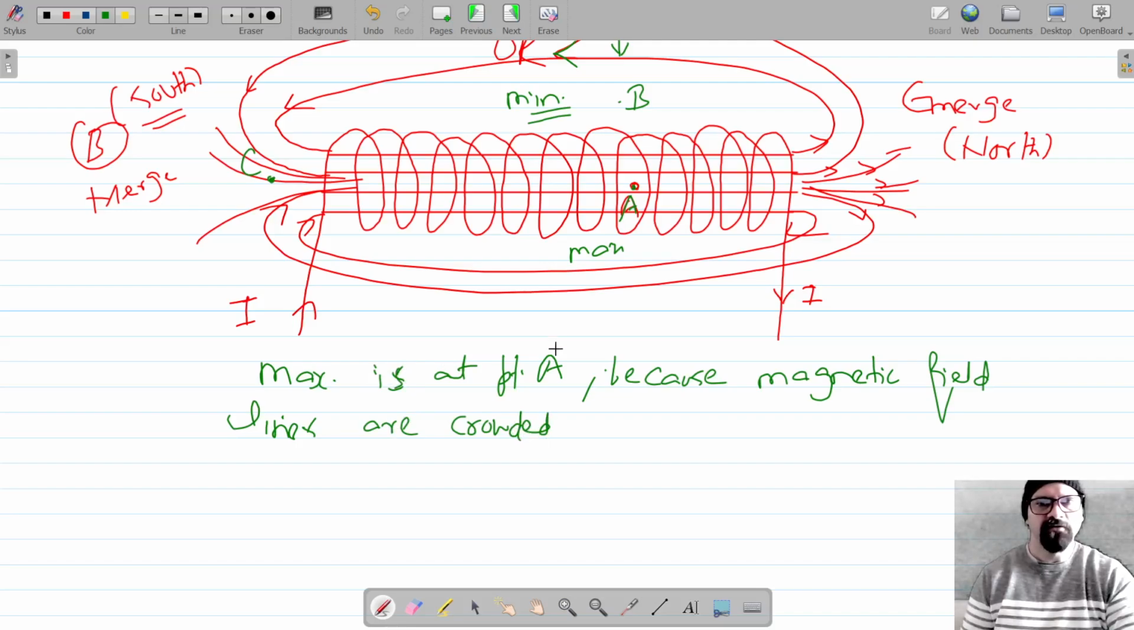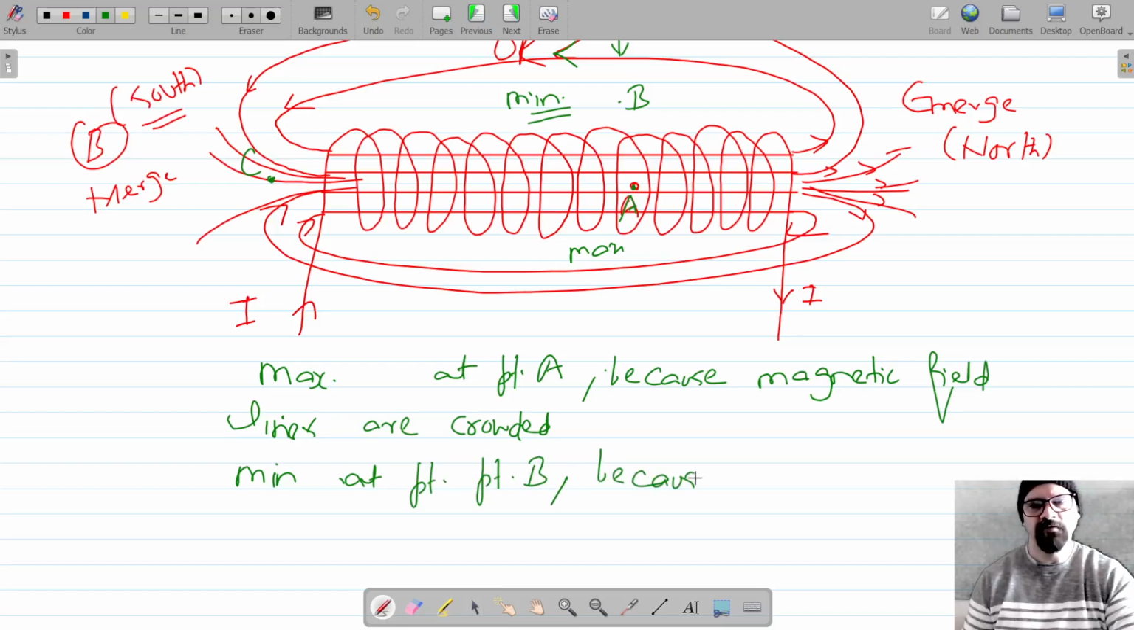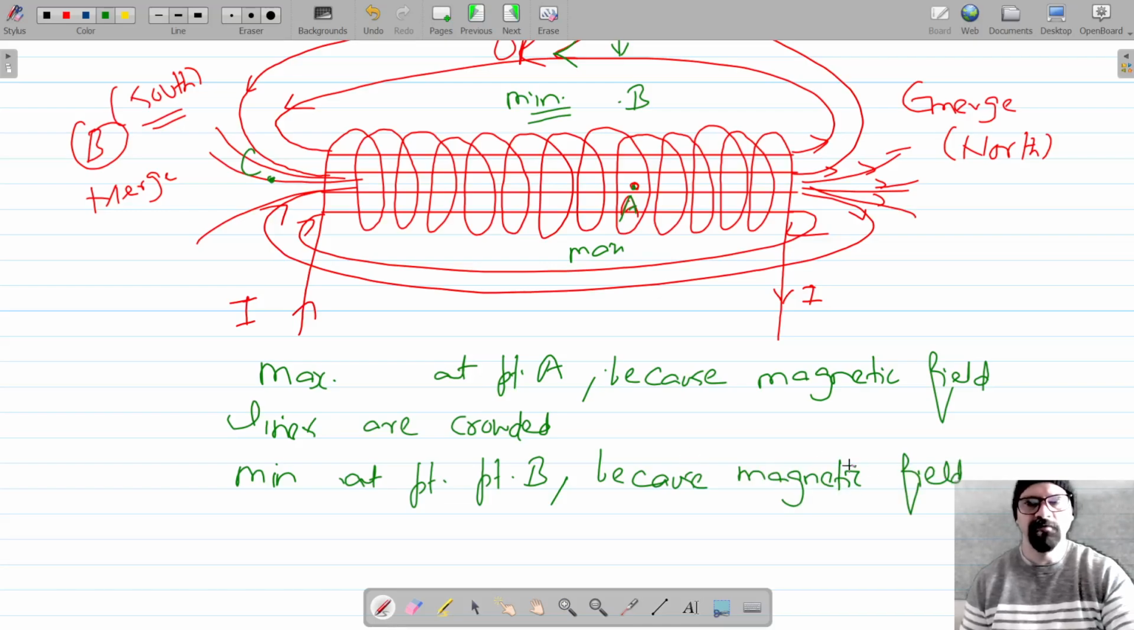So it's maximum at point A and minimum at point B because the magnetic field lines are away from each other. They have some distance between them, so the magnetic field lines are far apart.